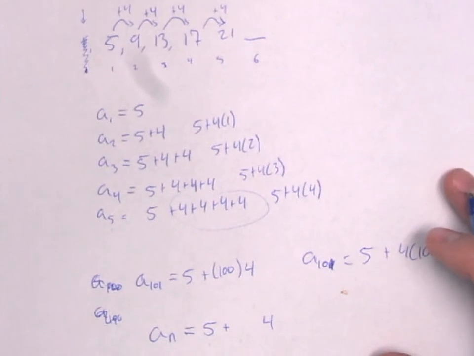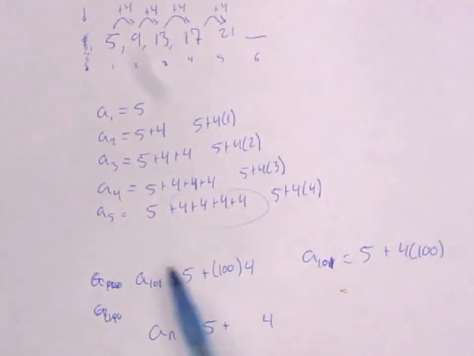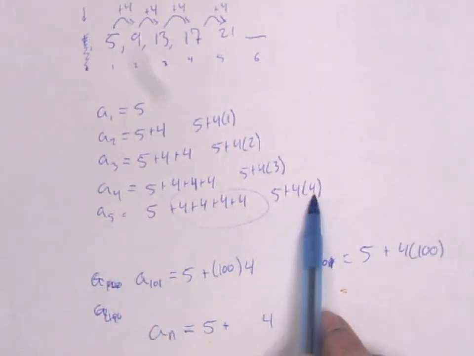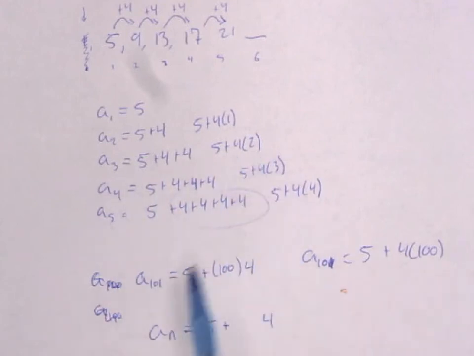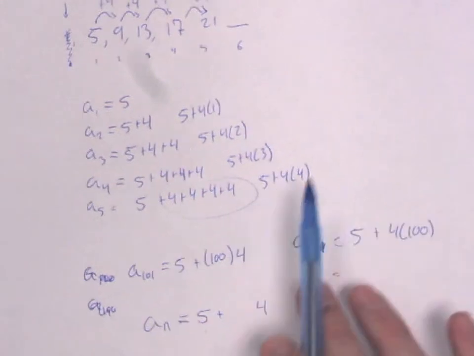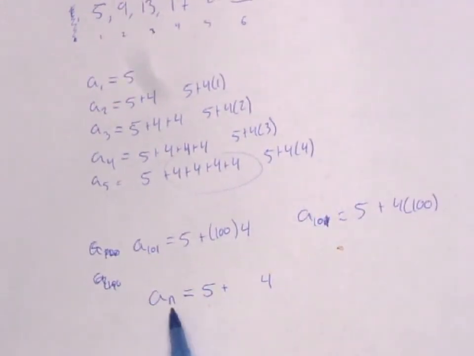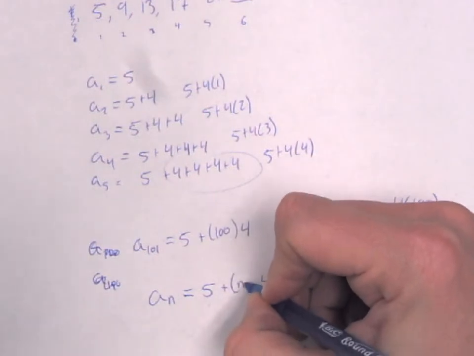And then you add to that a bunch of 4s. Okay? How many 4s do you add? Well, it depends. If you're at term 5, you add 4 of them. If you're at term 4, you add 3 of them. If you're at 3, you add 2 of them. If you're at 101, you add 100 of them. So if you're at n, you have to add 1 less than this number. And so what you do is you put n minus 1.